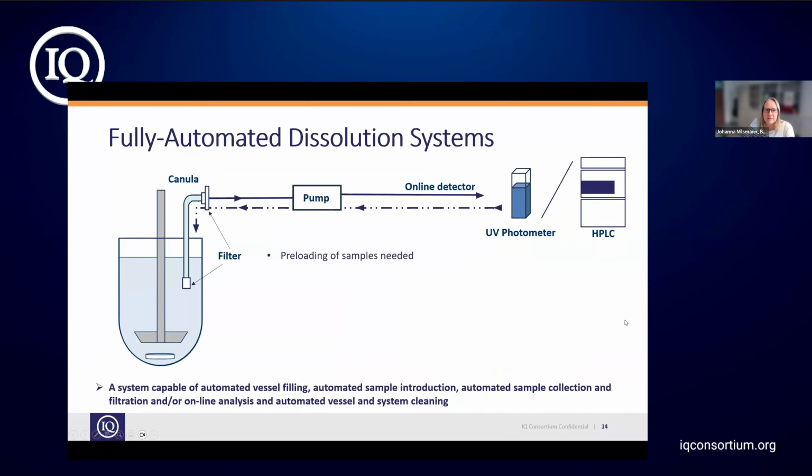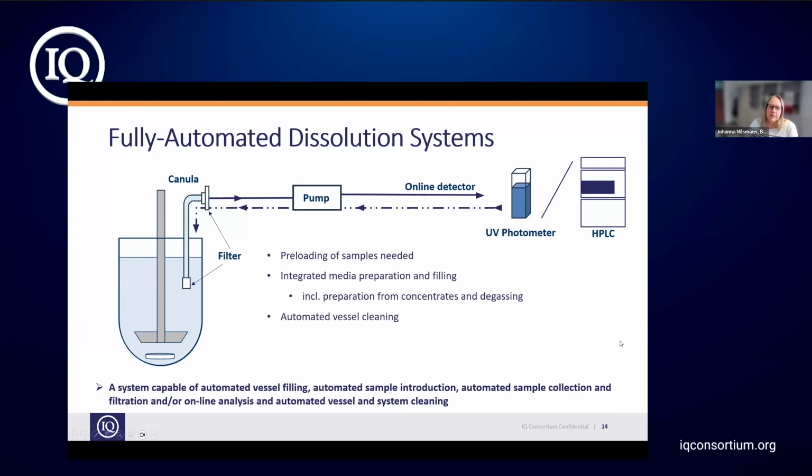So in contrast, basically the fully automated system does everything for you. So the semi-automated system, depending on how much automation you want, you can have a little bit or a little bit more. And the fully automated system is a system which can do the entire setup for you, like automated vessel filling, automated sample introduction, automated sample collection and filtration, and or online analysis, as well as automated vessel and system cleaning. This is necessary because you want to run multiple runs after each other, and thereby you also need to think about preloading the samples into the system.